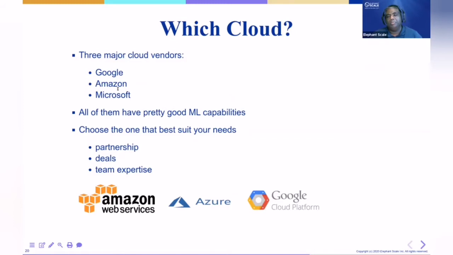The three major clouds are Google, Amazon, Microsoft. And pretty much all of them have very good machine learning capabilities. Something I get asked a lot of the time: which cloud should I learn first? I would say whichever one you are using right now is fine. Learn one, because a lot of the time these skills are very transferable. For example, personally, I learned Amazon Cloud first, because my company runs on Amazon Cloud.